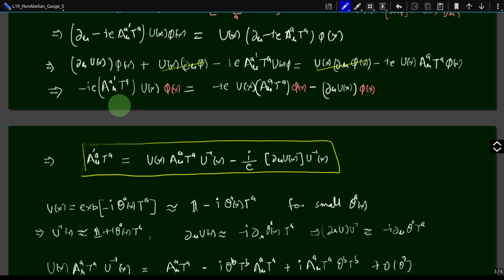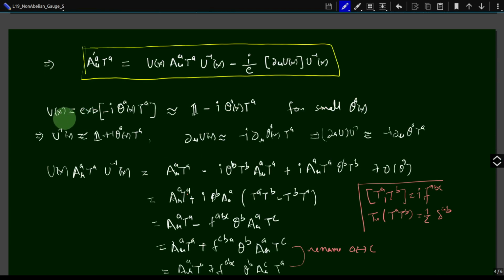So let's just go step by step. Here I have U(x) standing on the right hand side. So first I get rid of the φ's and multiply from the right hand side by U inverse, and then take care of this minus ie, putting it to the right hand side. So my A prime of A_μ^a T^a is given by U A_μ^a T^a, which was written over here. Since I'm multiplying from the right hand side by U inverse to get rid of this U, I get this U inverse over here, and when I divide by this ie, I get this factor over here, ∂_μ U(x), and then U inverse is multiplied from the right hand side. So this is my transformation property.